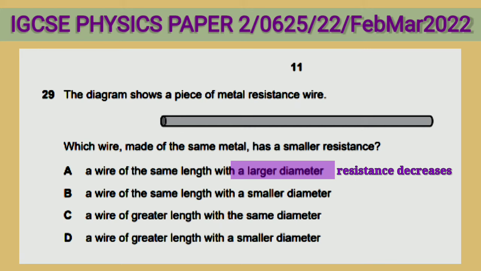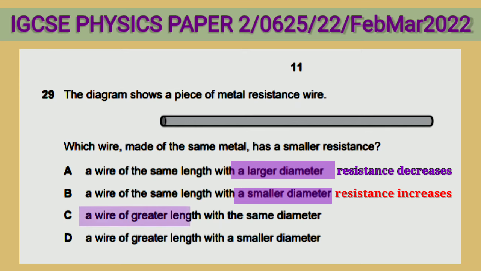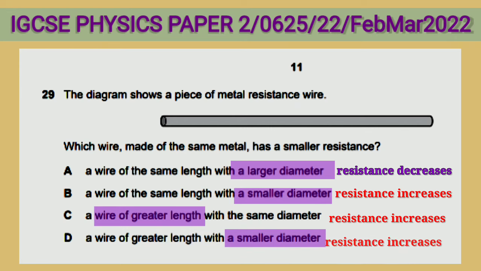Option B. A wire of same length with smaller diameter. If diameter is smaller, resistance will increase. Option C. A wire of greater length with same diameter. If wire is of greater length, resistance will increase. Option D. A wire of greater length with smaller diameter. Diameter is smaller, resistance will increase.